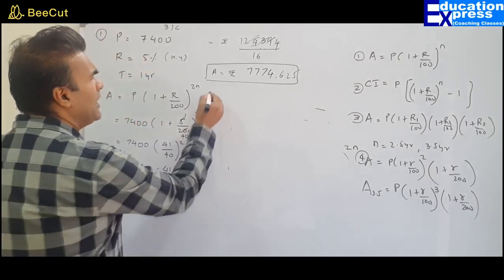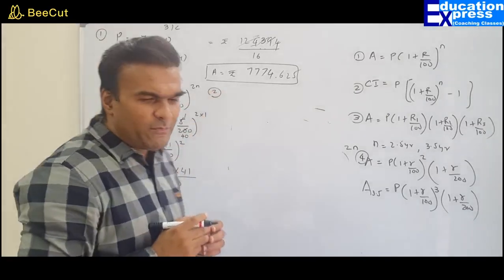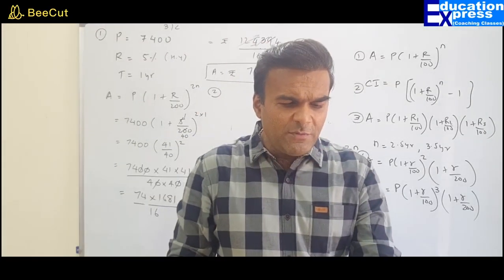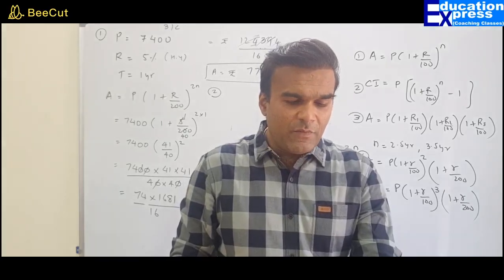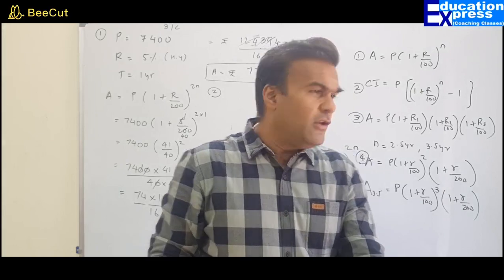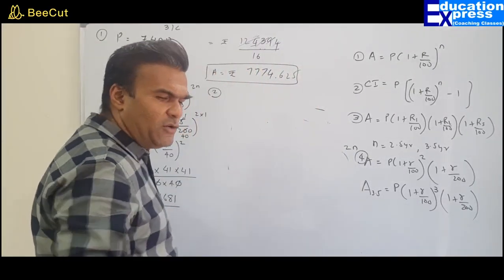Let us move on to the next question. What does it say? It says that find the difference between the compound interest compounded yearly and half yearly. So now they want a comparison between the two things.